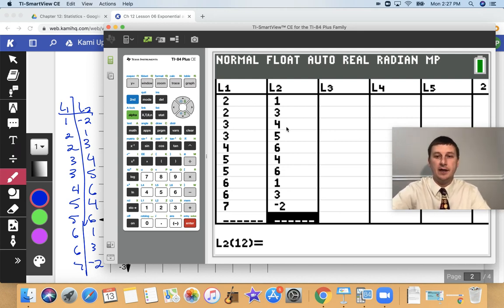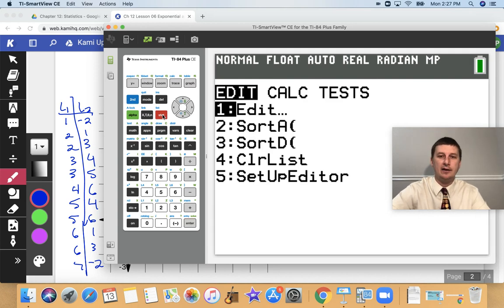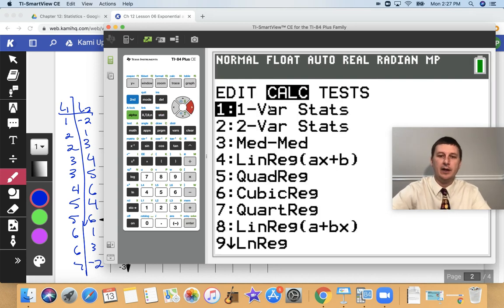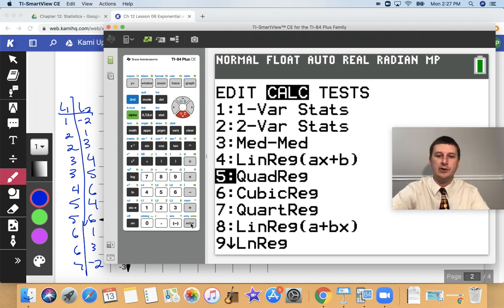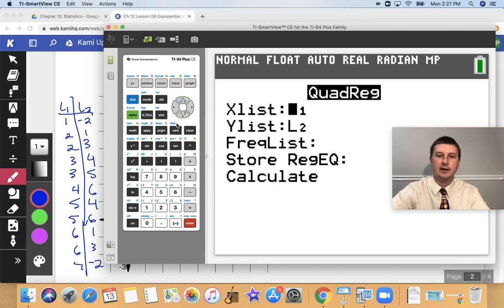So now that I've done that, I want to go to Stat and over to Calculate. And again, we said that this was the shape of a quadratic, so we're going to be using the quadratic regression equation, and we'll click Enter on that, scroll on down to Calculate.